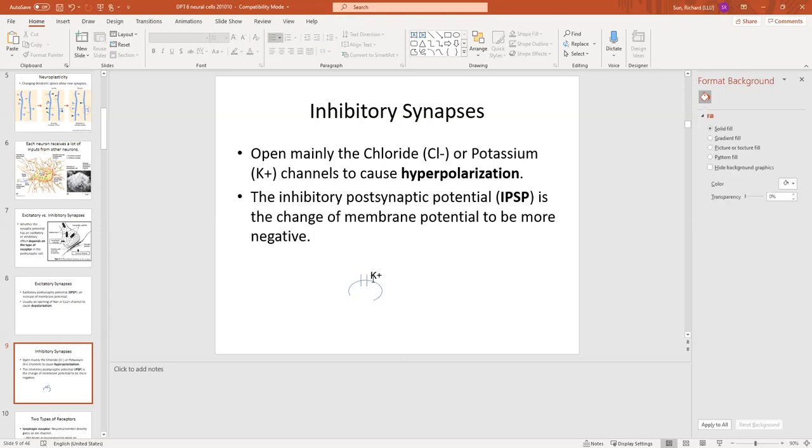Once we open up the calcium channel, what's going to happen? Calcium is at high concentration in the cell, so it will flow out. Calcium is a positively charged ion, so it will make the membrane potential become more negative. It's called hyperpolarization. Basically, that makes the entire membrane potential more negative, and that causes the inhibitory effect, making the cell less likely to be excited.